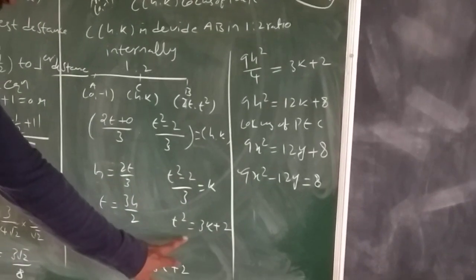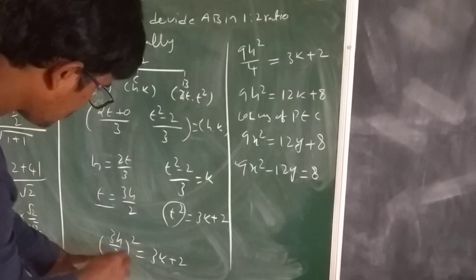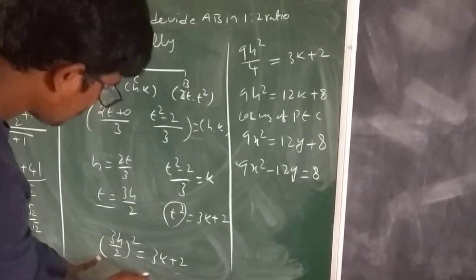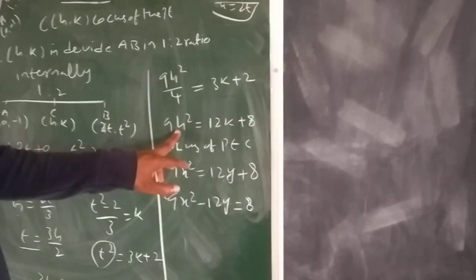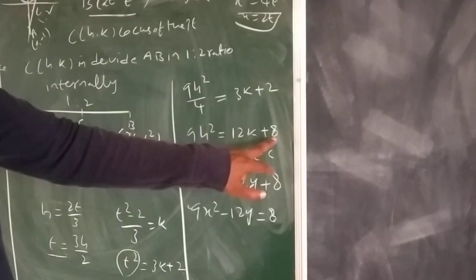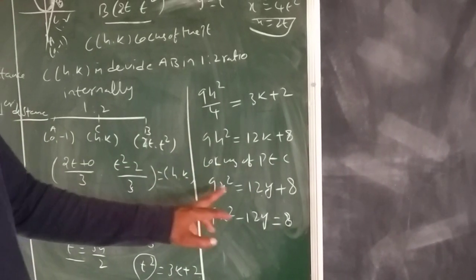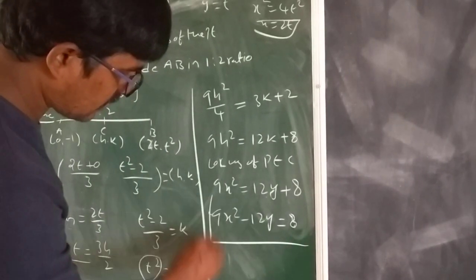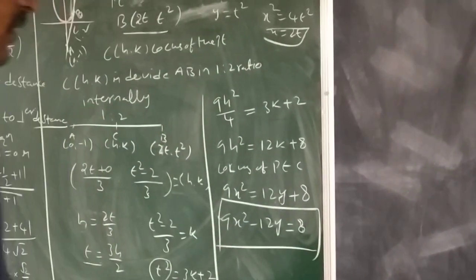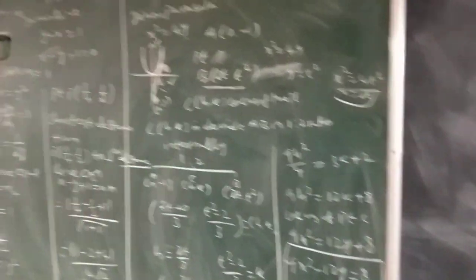Substituting t as 3h by 2, (3h by 2) whole squared equals 3k plus 2, so 9h squared by 4 equals 3k plus 2. Then 9h squared equals 4 times (3k plus 2), which is 12k plus 8. Replacing (h, k) with (x, y), 9x squared equals 12y plus 8. So 9x squared minus 12y minus 8 equals 0 is the equation of the locus, which is a parabola.